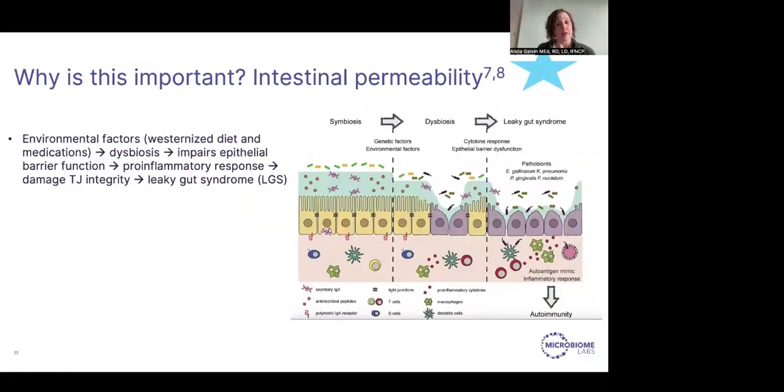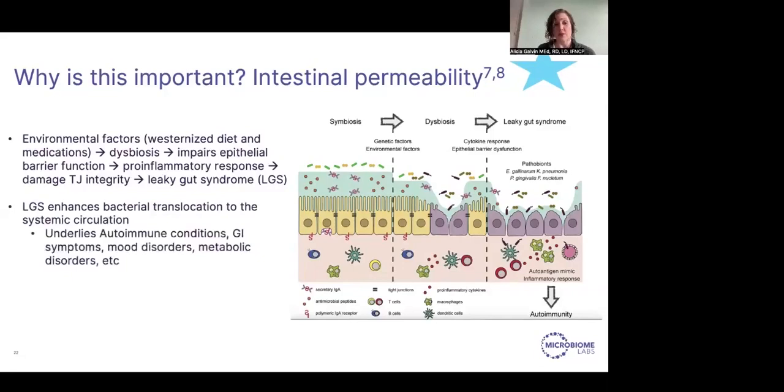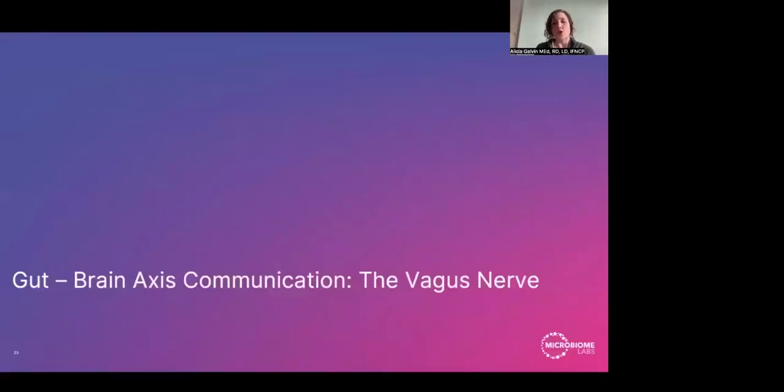Which, if we have that impairment of the epithelial barrier, we have more of that inflammatory response, and that's what can lead eventually to leaky gut syndrome, which we know is really the root cause of many different inflammatory conditions. It underlies autoimmune issues, mood disorders, metabolic disorders. And so again, you'll be hearing a lot more about this in later webinars, but I wanted to put it here and tie it into the function of what we've been talking about with some of the anatomy of the intestine. So let's just real briefly talk a bit about the gut-brain axis.